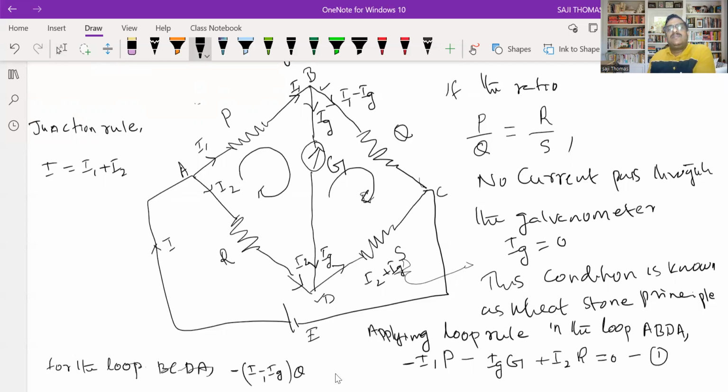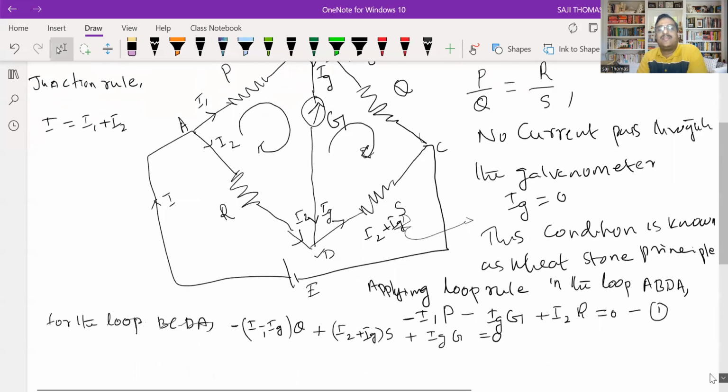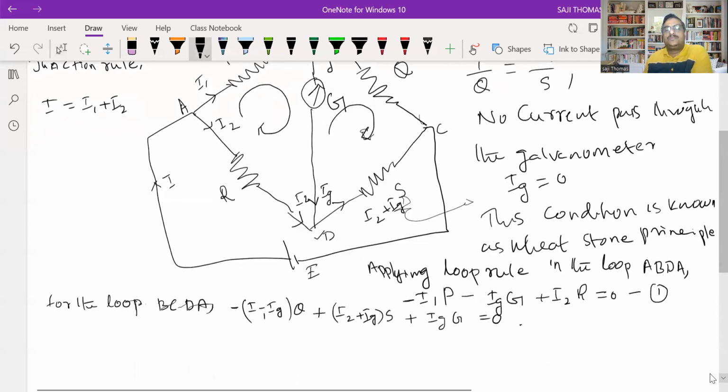Then I reached from B to C, then C to D, traveling opposite to the current. So that potential difference across S will be positive, I2 plus IG into S. Then I am traveling from D to B. Potential drop is again positive, IG into G equals 0. In these two loops, there were no EMFs. So this is equation number 2.